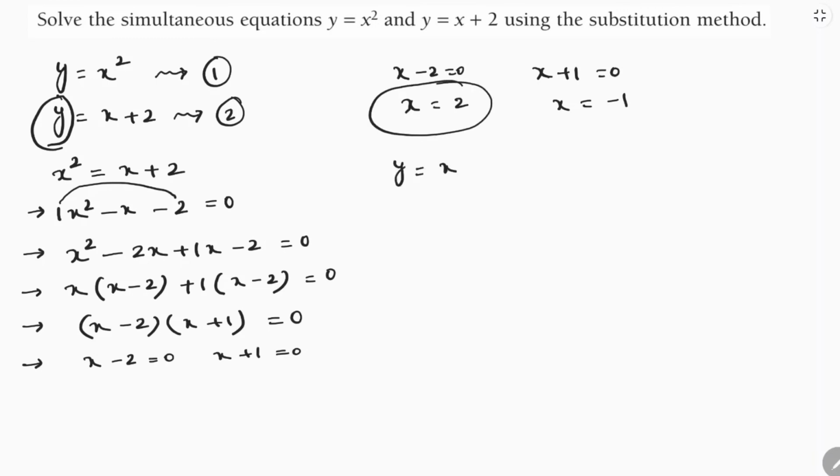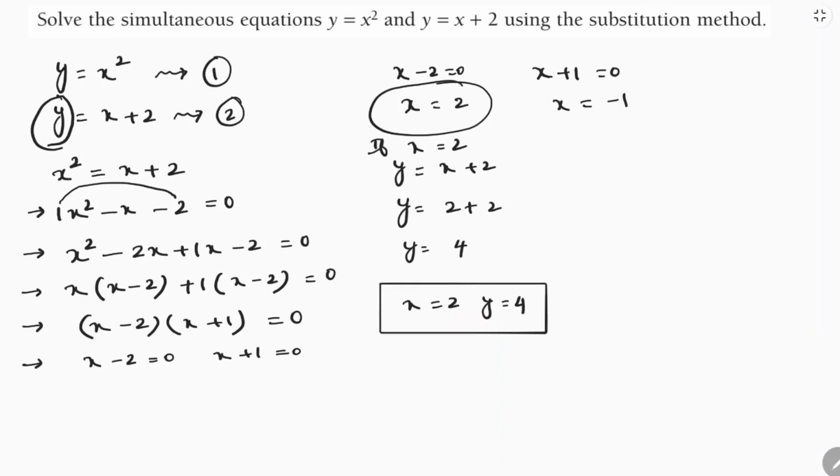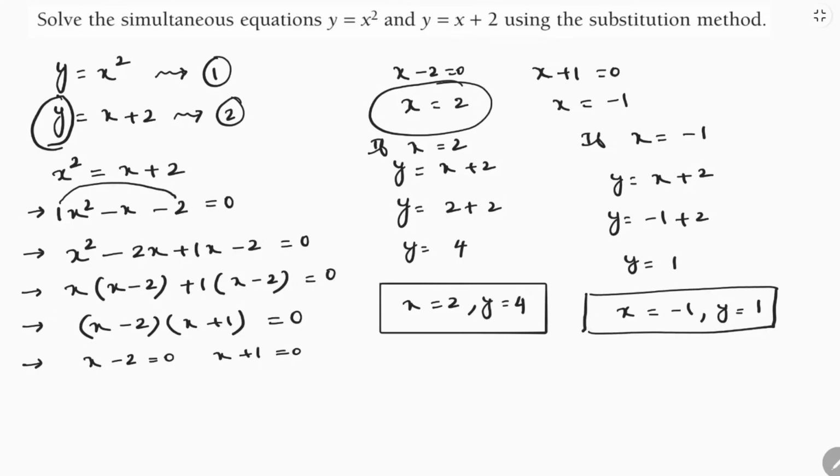So y equals x plus 2. If x is 2, then 2 plus 2, so the y value is 4. So if x is 2, y is 4. Now if x is minus 1, then the y value is x plus 2. So y equals minus 1 plus 2. Minus 1 plus 2 is 1. So if x is minus 1, then y is 1. This is the solution.